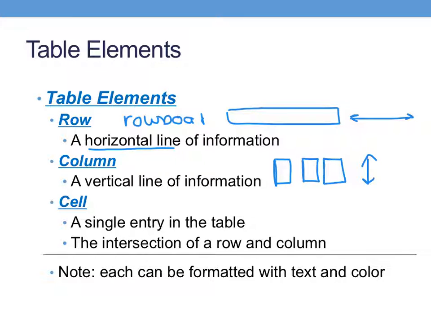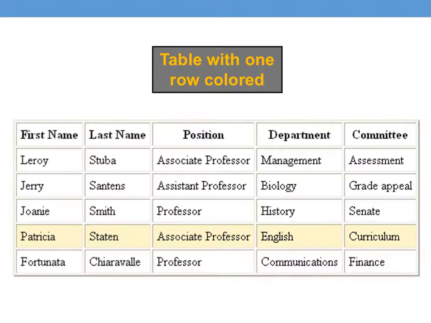Now, a cell, on the other hand, is just one single entry, and a cell occurs when there's an intersection of a row and a column. Something to note is that each of these can be formatted with different text types, different colors, bolded fonts, things like that. We're going to talk through that on the next few pages. But what you really need to note to move forward in this chapter: a row is horizontal and a column is vertical, with a cell being an intersection of the two and a single entry in a table.